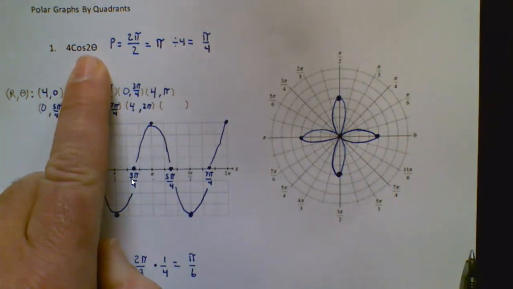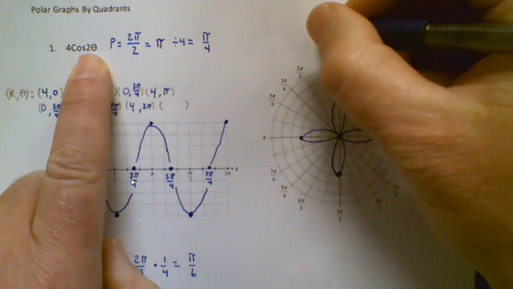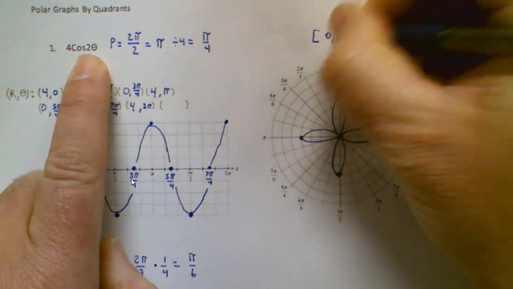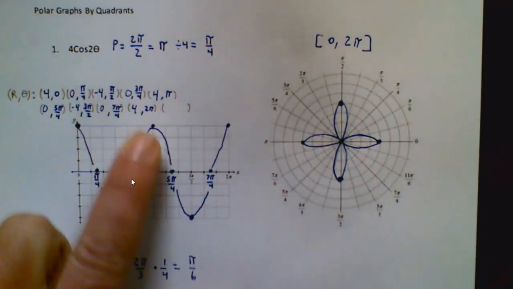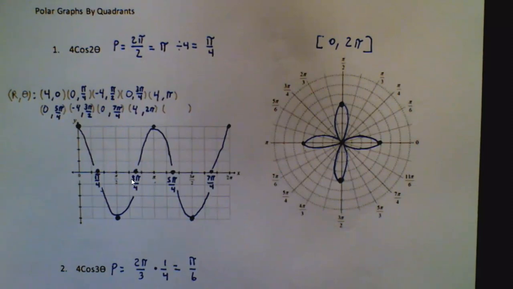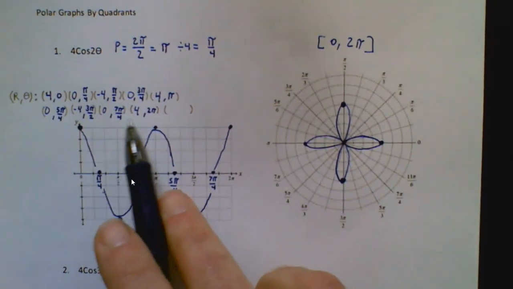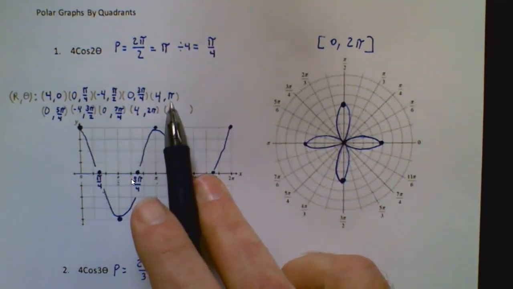If there's an even number of petals, you have to go from 0 to 2 pi to get them all. Right? I had to use the entire 2 pi to get that whole graph. I couldn't just stop at pi, I'd only have half the graph.